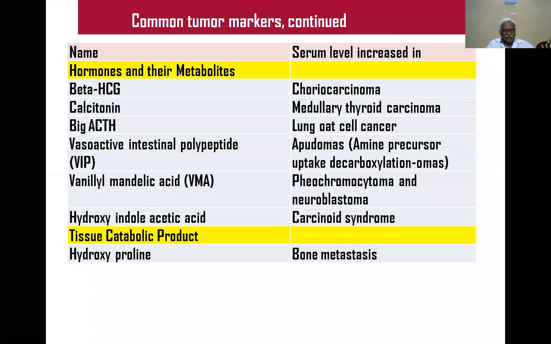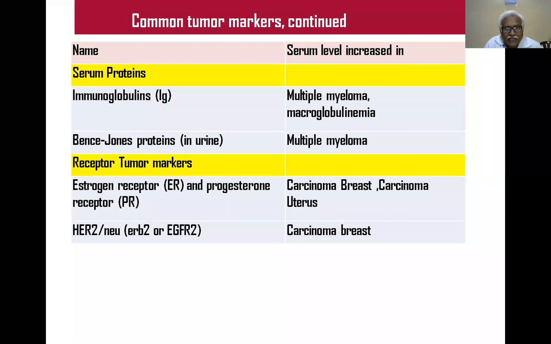Tissue catabolic products, hydroxyproline. So serum proteins, immunoglobulins, IgG, multiple myeloma and macroglobulinemia. And Bence Jones proteins in urine, multiple myeloma. Receptor tumor markers are estrogen receptor and progesterone receptor tumors in carcinoma of breast and carcinoma of uterus. And HER2/neu, ERB2, EGFR2, carcinoma of breast.